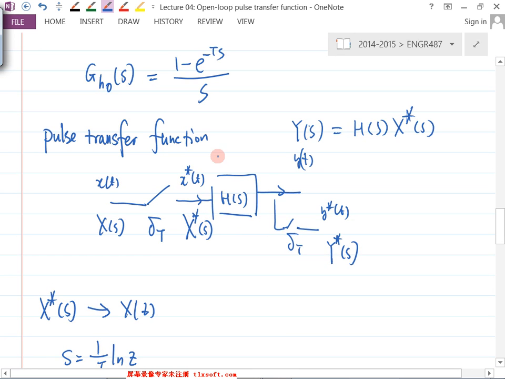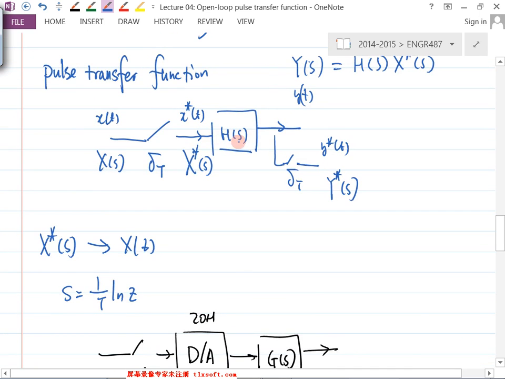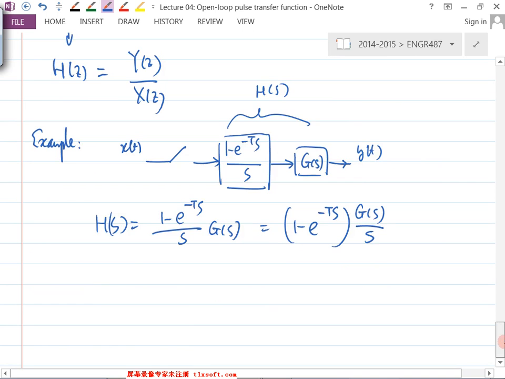So when you have a block like this, what's the pulse transfer function we just derived? This is h of s, right? So the pulse transfer function is h of z, and it's of course corresponding to h star of s. So basically, for this particular one here, the pulse transfer function is h of z. And h of z comes from h star of s by replacing the s with 1 over T ln z.